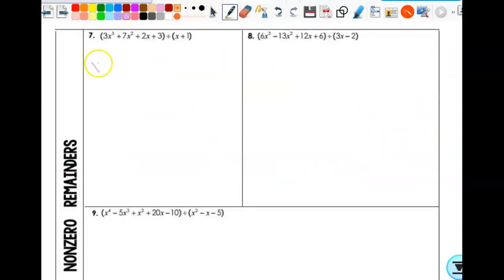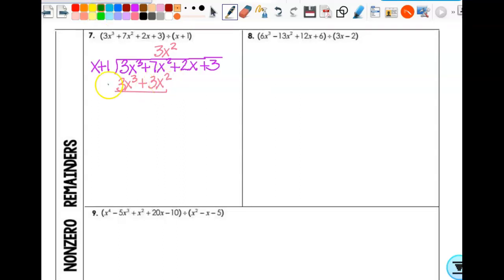All right, so we're going to have x plus 1, and we're going to divide it into 3x cubed plus 7x squared plus 2x plus 3. Okay. All right, so we're going to go about this the exact same way. 3x cubed divided by x is going to give me 3x squared. All right, 3x squared times x, 3x cubed, 3x squared times 1, 3x squared. Okay, I change the signs on both. Those zero out, and this gives me 4x squared plus 2x. 4x squared divided by x gives me positive 4x. So 4x squared plus 4x. And then I change the signs.